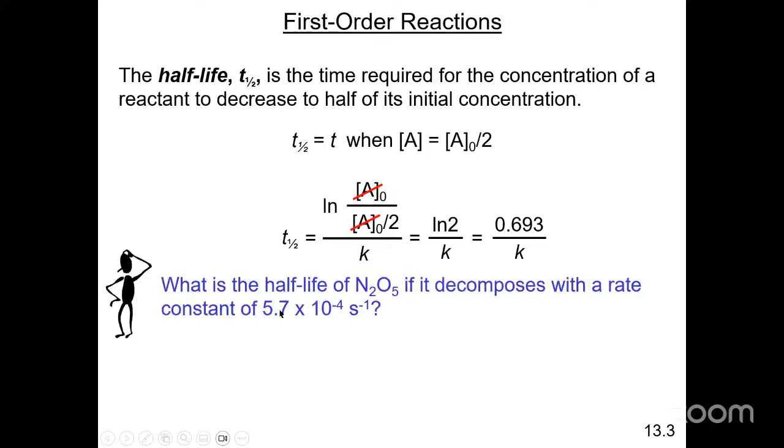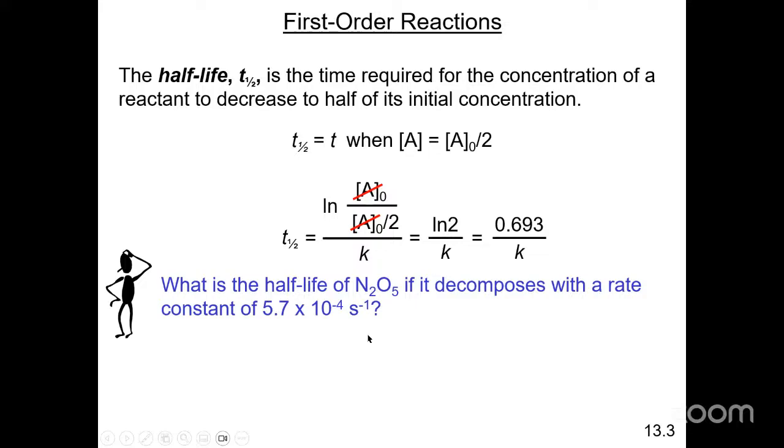Basically, because k is a constant and ln2 is a constant, the half-life of the reaction is going to be constant, right? So here's a question it's asking: what is the half-life of N2O5 if it decomposes with a rate constant of 5.7 times 10 to the minus 4 seconds to the minus 1? So this begs the question, and this is a question that you have to ask yourself when you're given a question like this: what type of reaction is it? Is it first order, second order, or zero order, all right? And I can easily tell that this is a first order reaction.